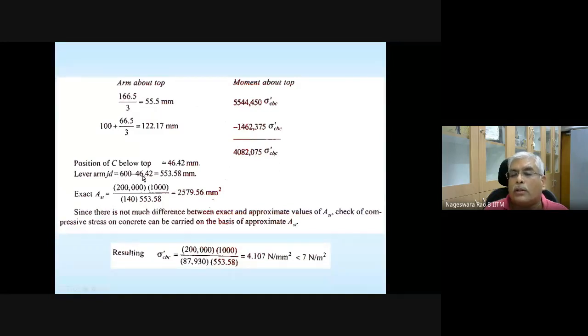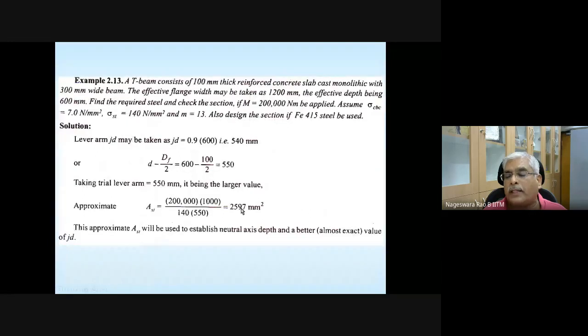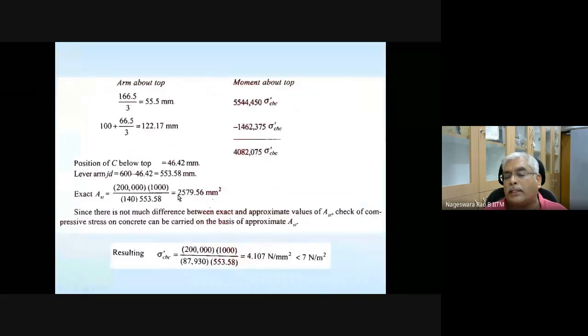So now you know, with this, you initially started with a trial lever arm and got the approximate area of steel. Using that approximate area of steel, again you determine the lever arm. Again you find the area of steel. If the area of steel that you get here is in close agreement with the approximate value of area of steel that you started out with, then you can stop the iteration. Otherwise you need to do one more iteration.